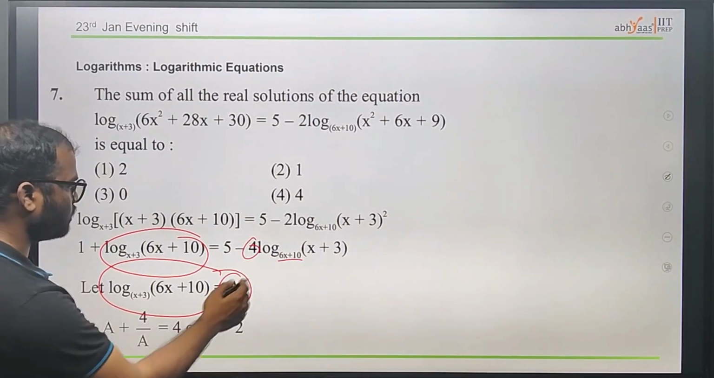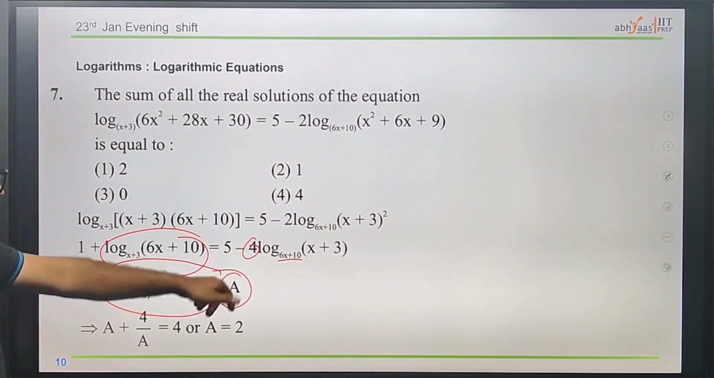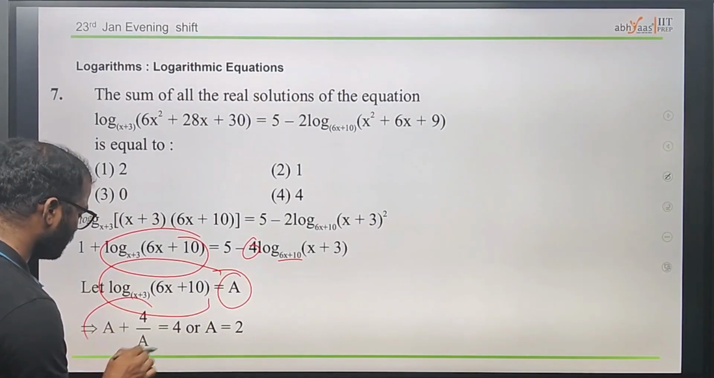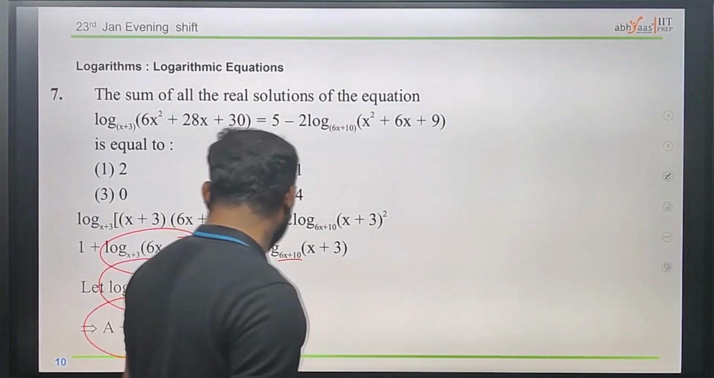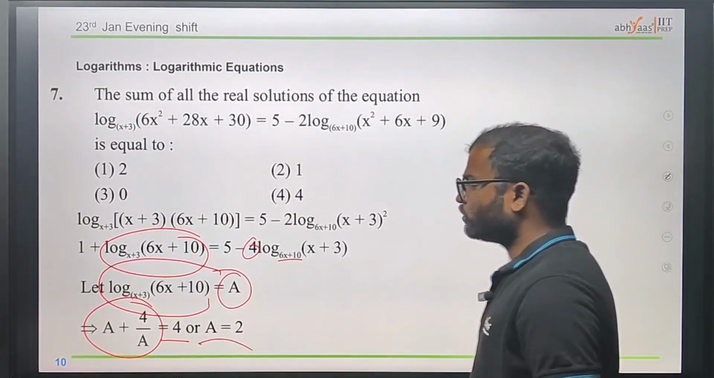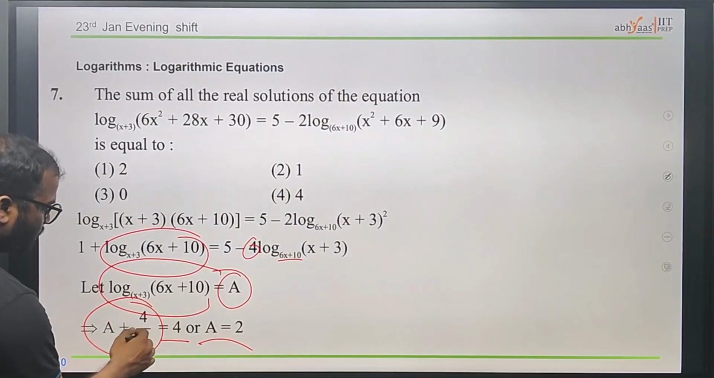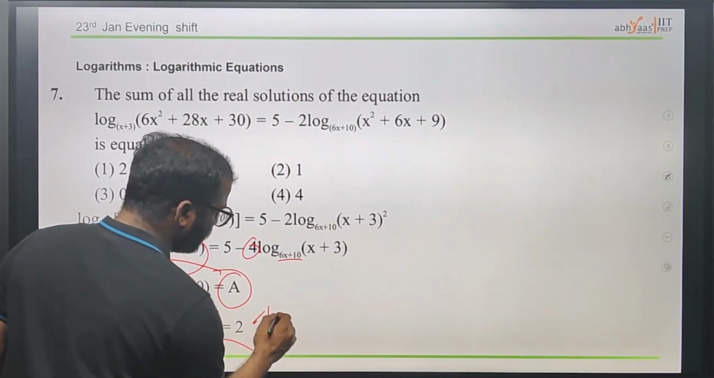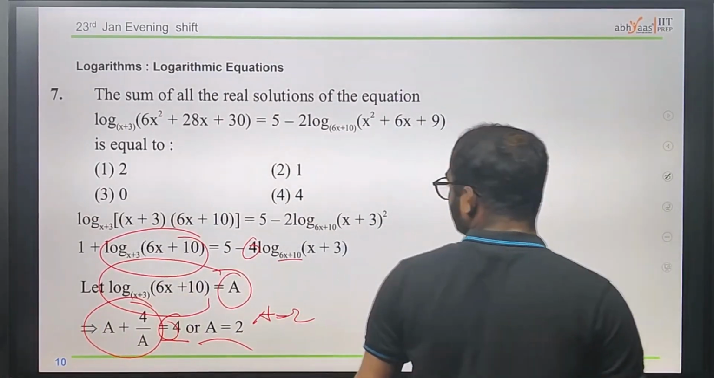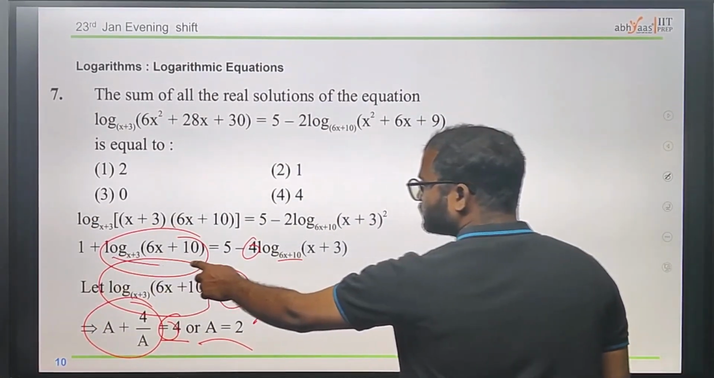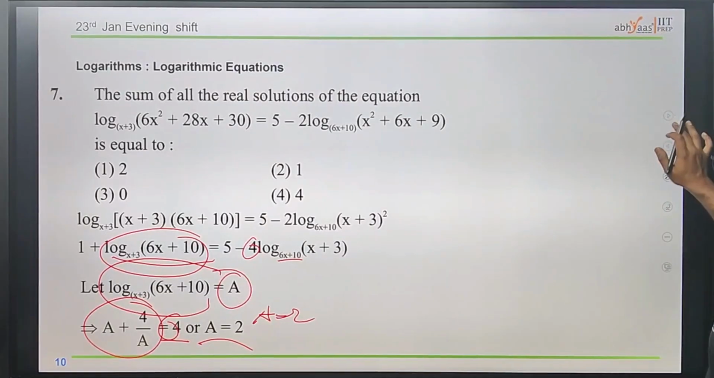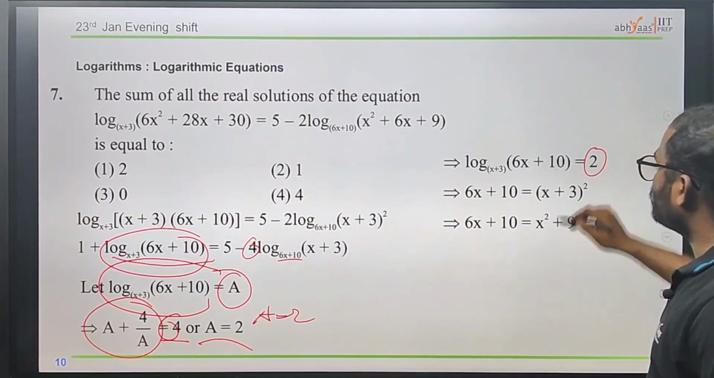Okay, this can be reversed. That's how we got a plus 4 by a, which is equal to 4, so a equals 2. It means that its total expression will be equal to 4. That means a equals 2. We got a as 2, which means this total expression gives 2 as the answer.